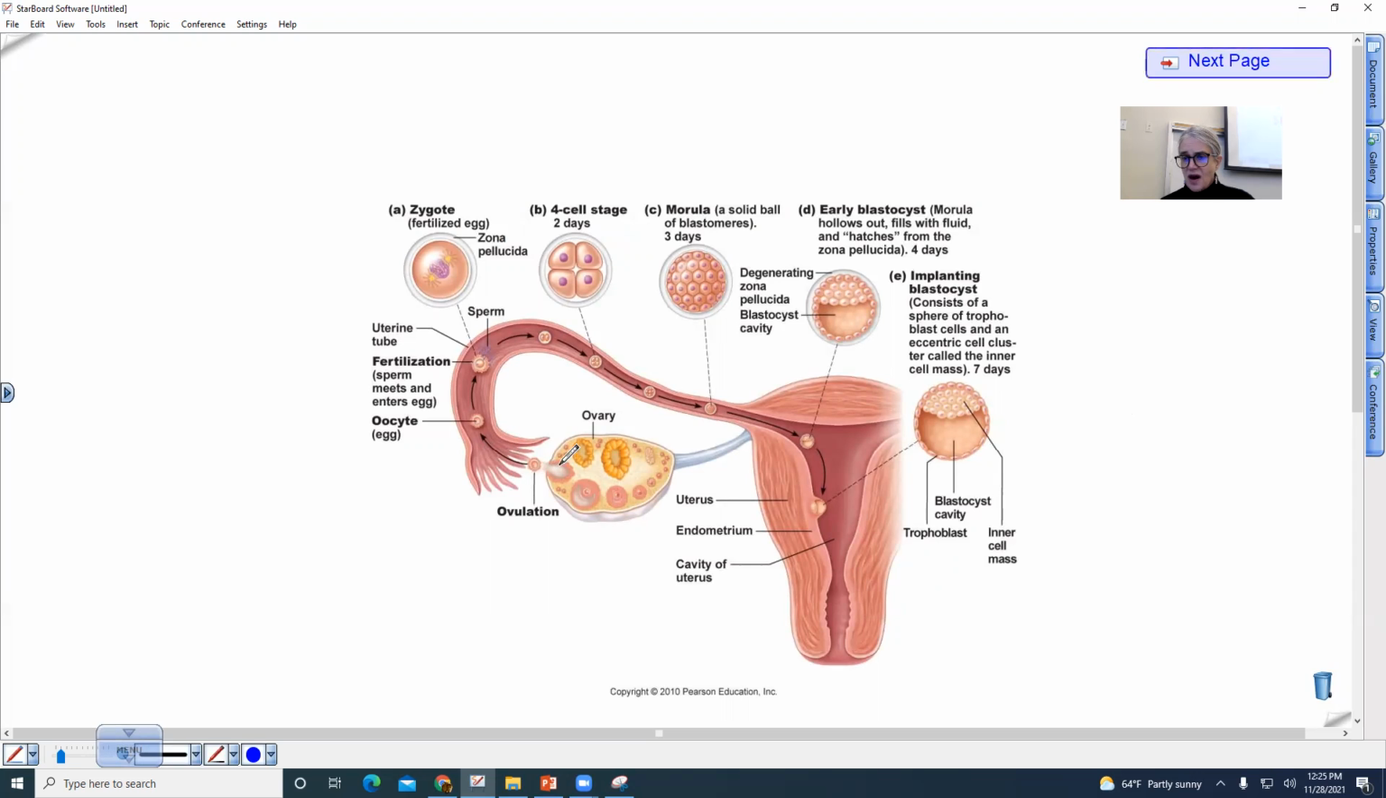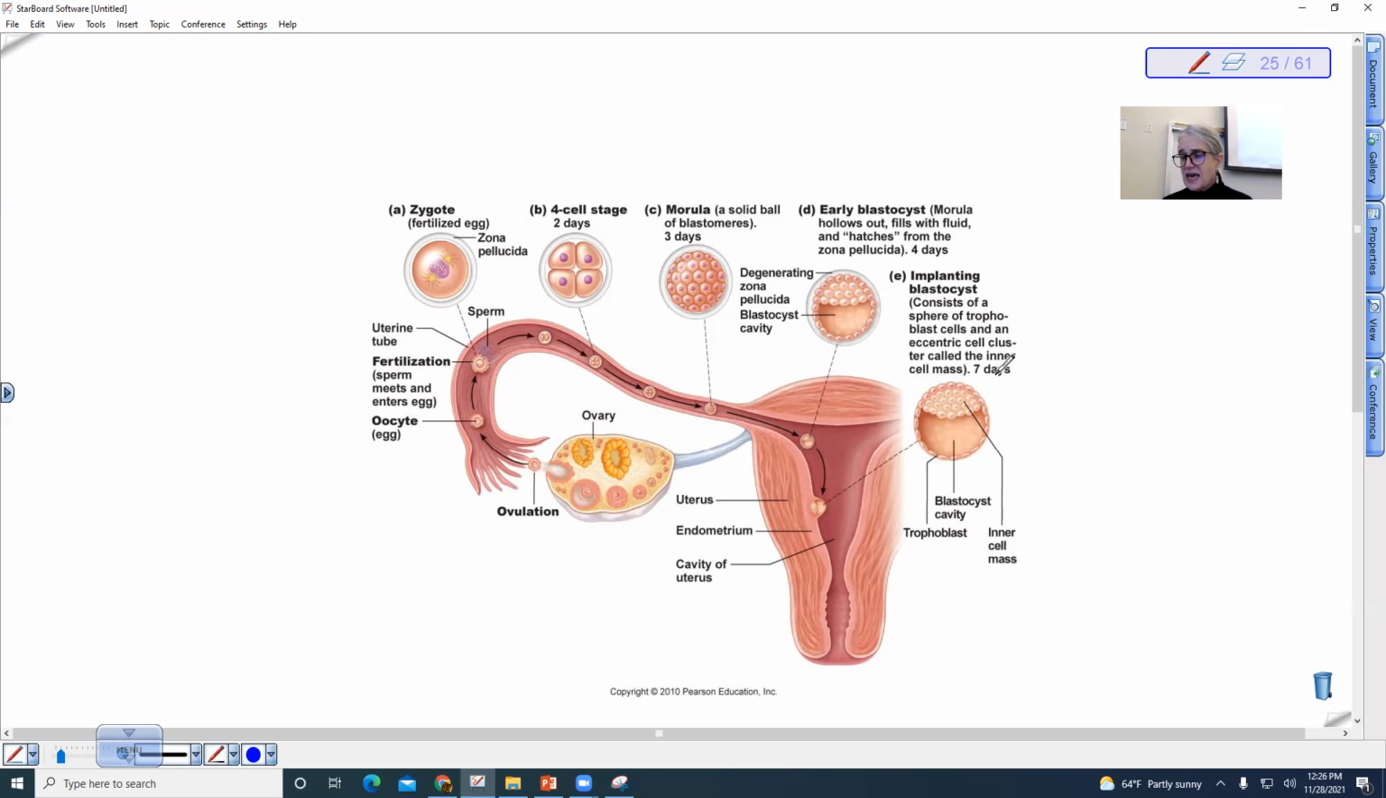So remember that ovulation occurs, and fertilization occurs up near a part of the uterine tube called the ampulla. So fertilization happens here, and then we have the 4-cell stage. The morula is a solid ball of cells, and then we have a blastocyst. Notice that the zona pellucida, the fertilization membrane, actually degenerates, and the blastocyst breaks free. So here we have the cavity, which is filled with fluid, and then we have the single layer of cells called the trophoblast, and then the inner cell mass.